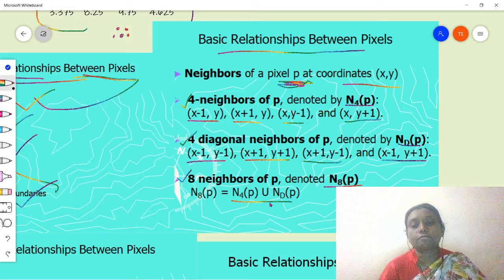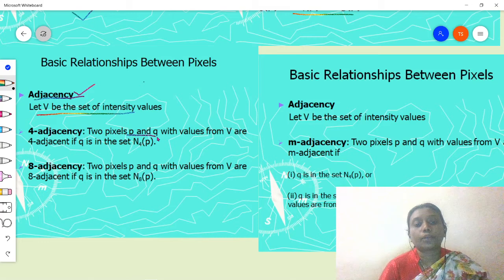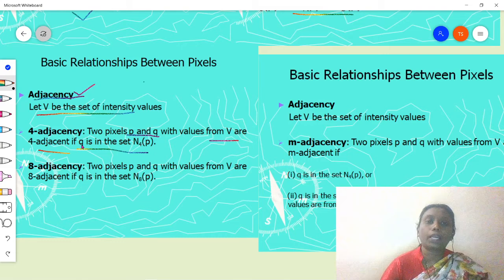Now coming to the adjacency relationship between the pixels, let V be the set of intensity values. Then we have four adjacency and eight adjacency. What is meant by four adjacency? Suppose two pixels P and Q with values from V are four adjacent if Q is in the set N4 of P, the neighbors of P. So whenever Q is a neighbor of P, then it is an adjacency. And here we are applying four neighbors, so it is four adjacency.